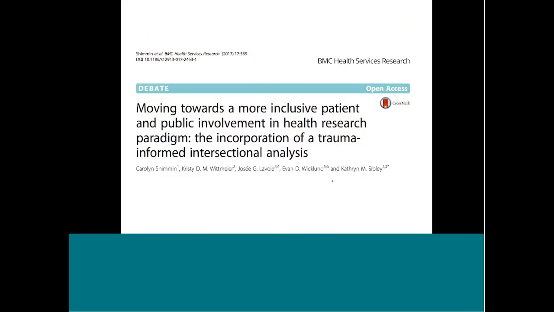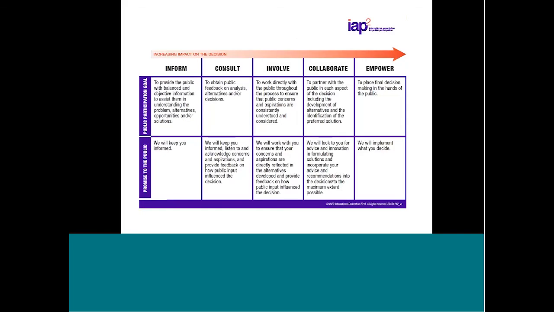So this was touched upon in the last session, but I will use a trauma-informed intersectional approach to engage patients and the public as partners. And this approach is really rooted in principles of health equity and social justice, intersectionality, trauma, and reflexivity. The specific level of engagement will vary at each stage of the scoping review, but is not expected to exceed that of collaboration. As defined by the IAP2, the goal of collaboration is to partner with the public in each aspect of the decision, including the development of alternatives and the identification of the preferred solution.